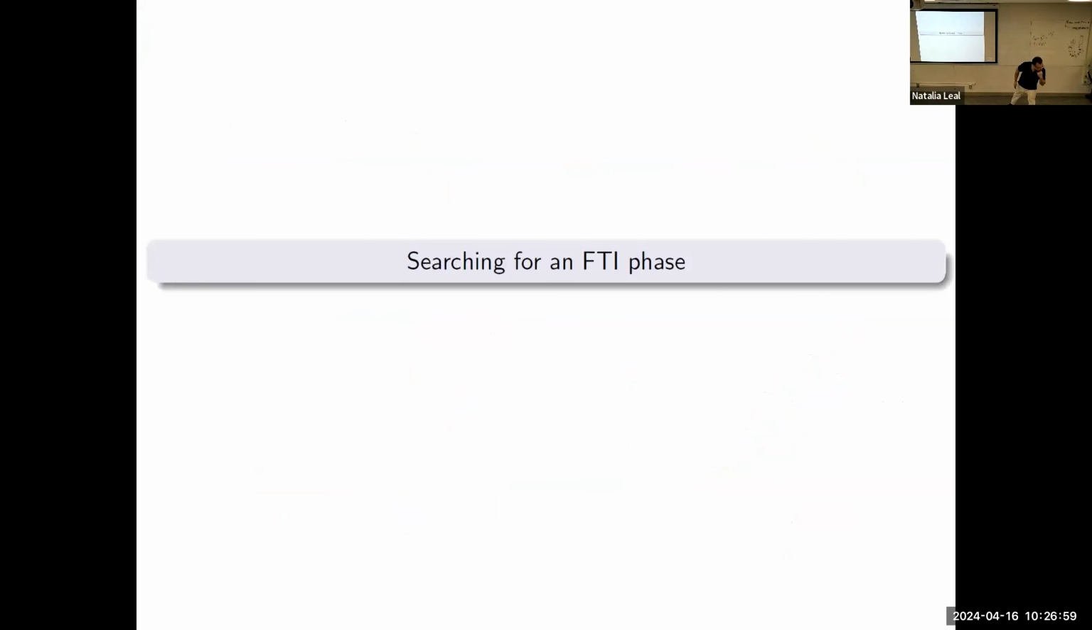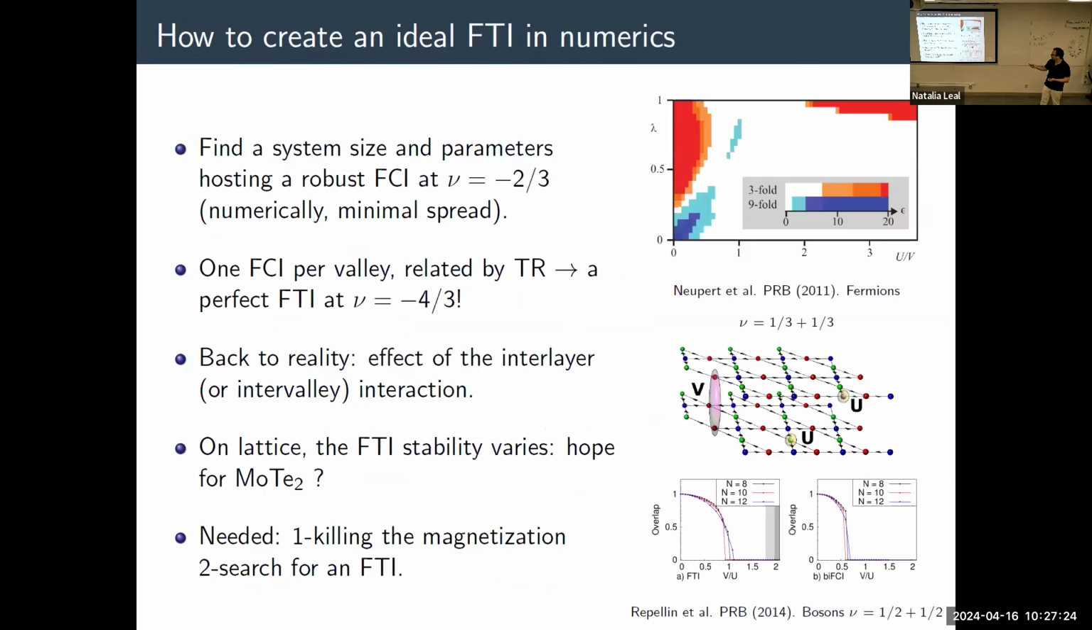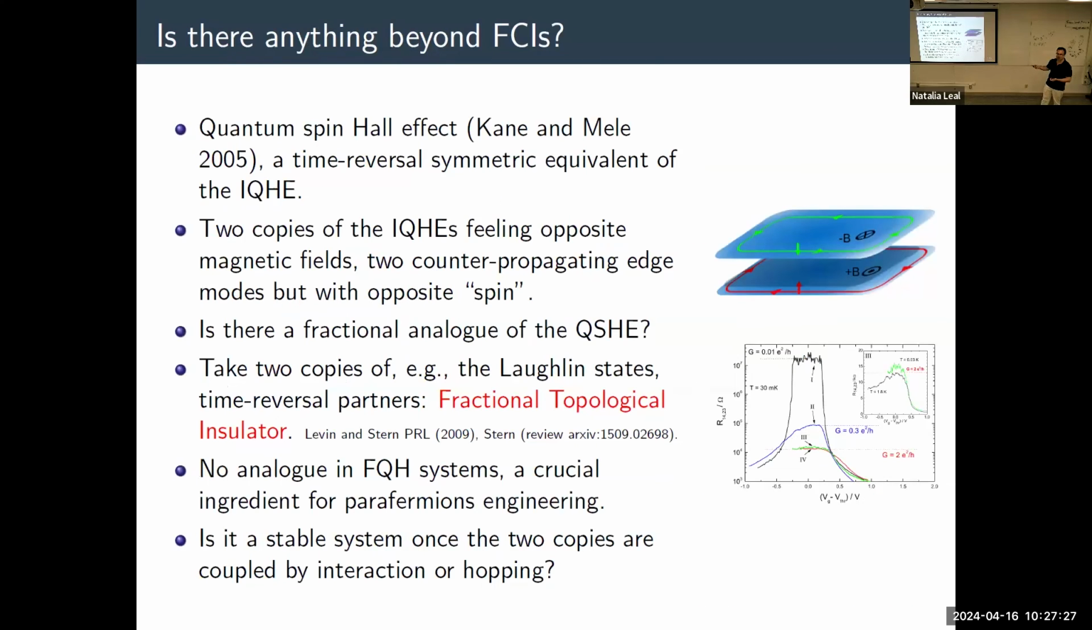So in the last 3 minutes, let me address maybe what people are looking at these days in this system. And it also goes back to the story of the quantum spin Hall effect. As already addressed, for the quantum spin Hall effect, this time we have time reversal symmetry. In a very crude way, you can think about it as two copies of the integer quantum Hall effect with opposite magnetic field. That's what the spin index does. So you have two counter-propagating modes, but they don't break the time reversal symmetry.